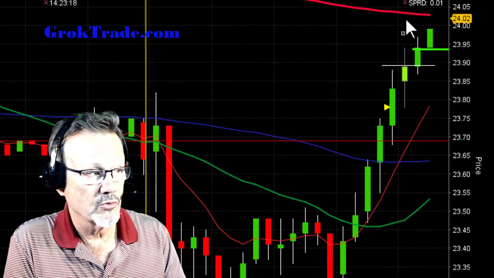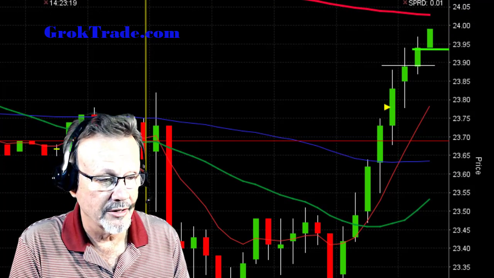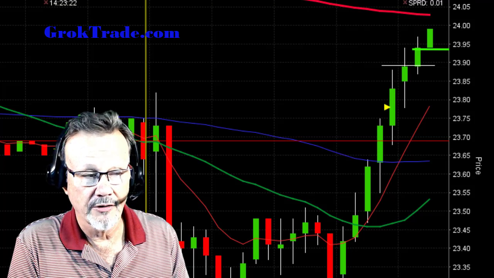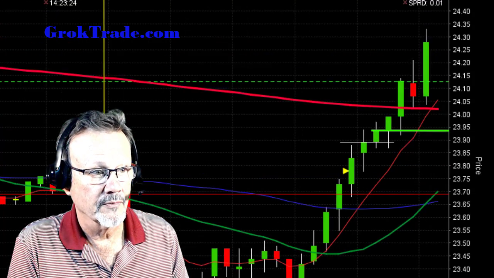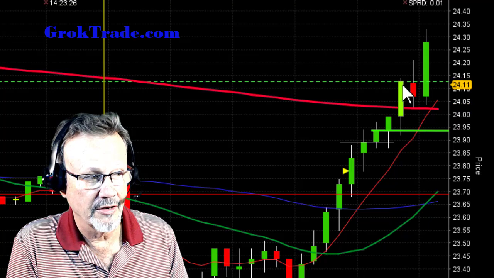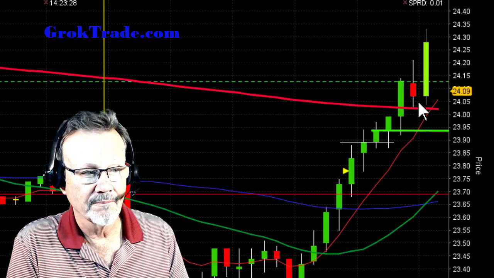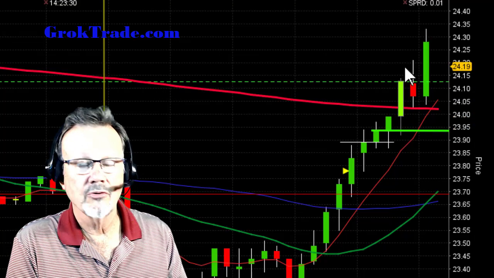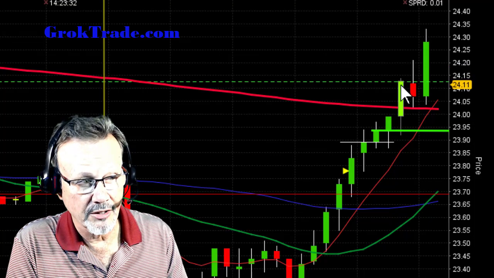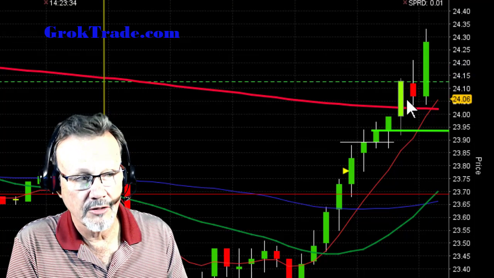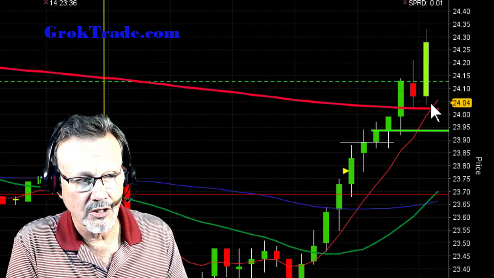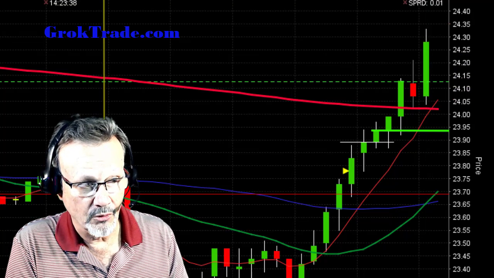Now I do have the 200 moving average here just overhead, so that is a possible line of resistance. And look at that, it hit it, and then there's the R1 pivot line, so it blew right through the 200 moving average to the R1 pivot line, hit it once, pierced above it once, and then boom, broke out with nice volume.